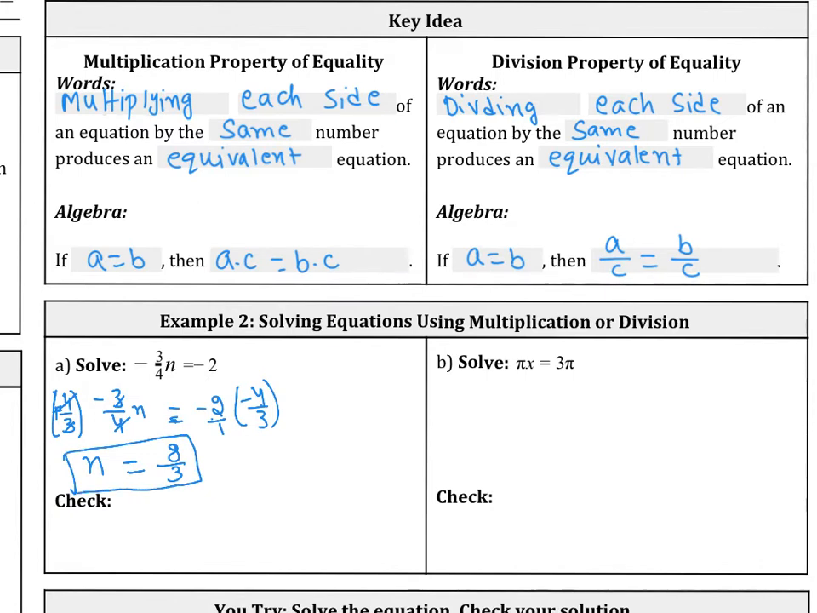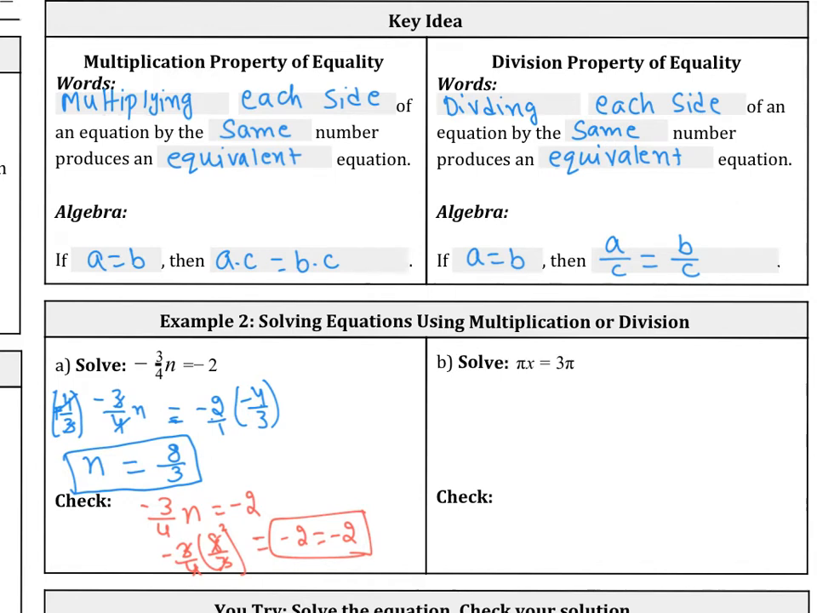Now for checking, you're going to use the main equation you have, that is -3/4 n equals -2. Now the n is 8/3. So the 3 cancels. 8 divided by 4 is 2. So you're going to get -2. So -2 equals -2.